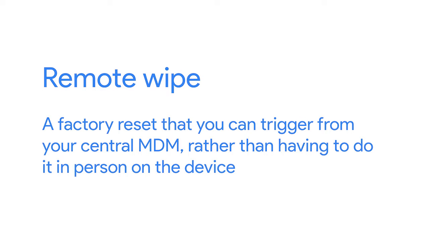MDM solutions will also let you remote wipe a mobile device. A remote wipe is a factory reset that you can trigger from your central MDM, rather than having to do it in person on the device. If a device is stolen, you can use the remote wipe capability to ensure that no personal or proprietary data is stolen. Just like with Active Directory group policy, there's a huge number of settings and policies that you can apply using MDM. We've added links to the documentation for iOS and Android MDM policies in the supplemental reading.